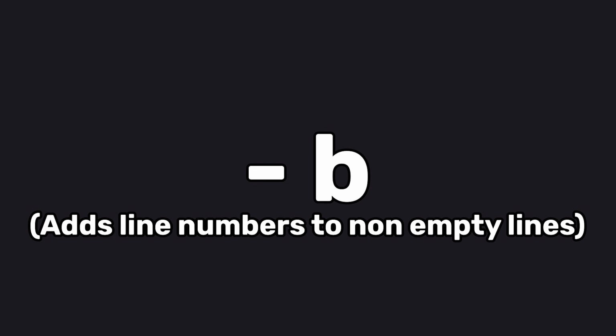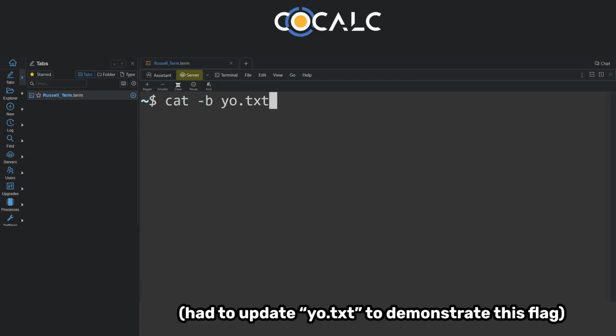The -b flag is similar, but only numbers non-empty lines. For example, cat -b yo.txt will number only the lines with content, skipping the blank lines.